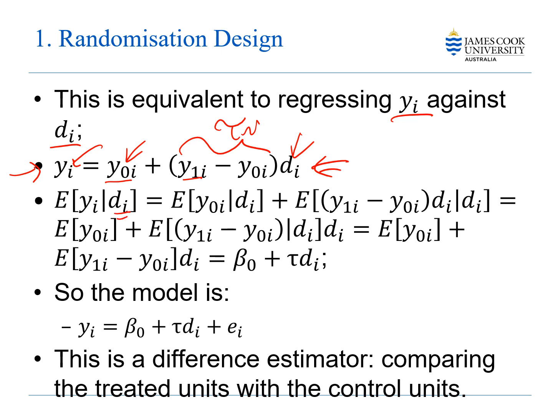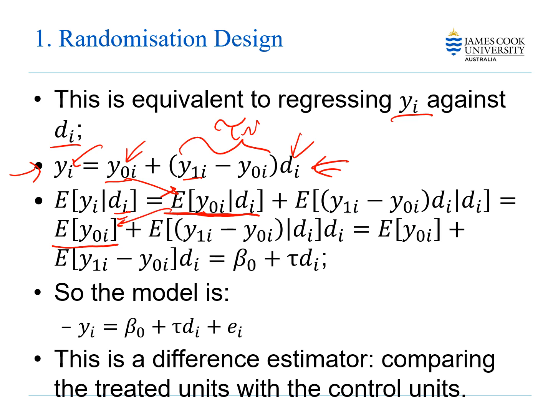Okay, and now you want to make yourself familiar with this conditional expectation operation. It's a linear operation, so we get the first term from here, then the second term. We are conditional on di, and note that because of randomization, di is independent of y0i. So this expected value is equal to the expected value of y0i. This does not depend on di, and that's the first term.